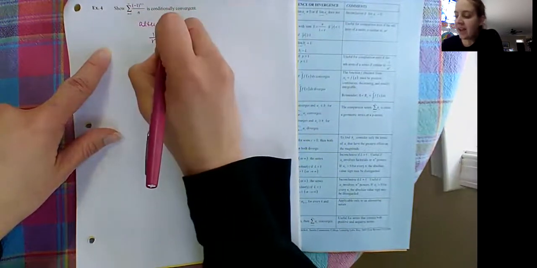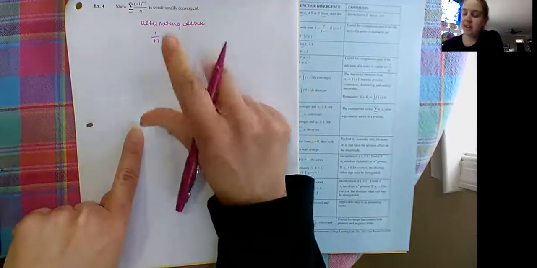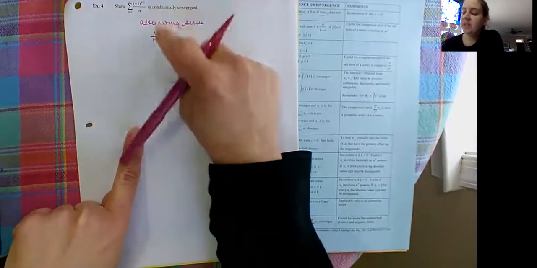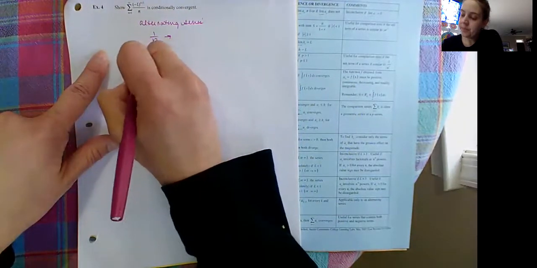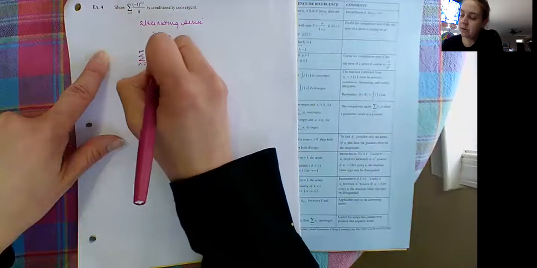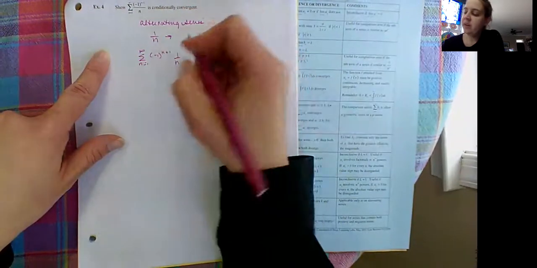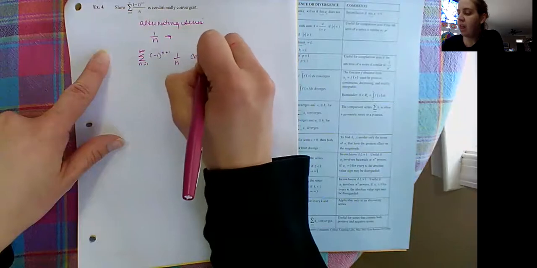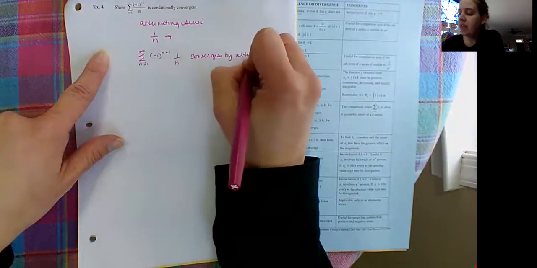Then you have to look at the piece that's not alternating, which is 1 over n. So 1 over n, positive, positive, decreasing, tends towards 0. So that means we can use the alternating series test. If I look at this one, this is convergent. I kind of like to write it with the alternating piece in the front, but this one converges by alternating series.